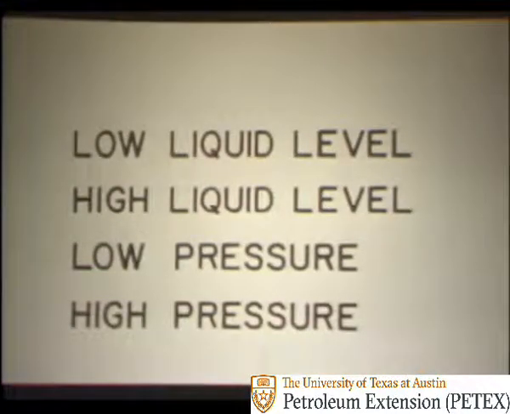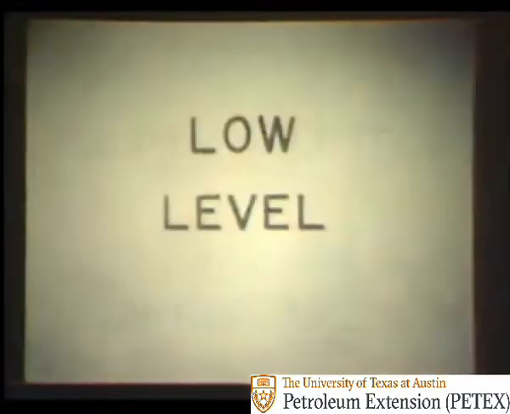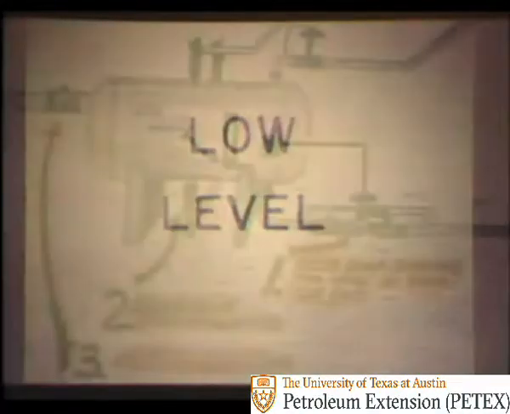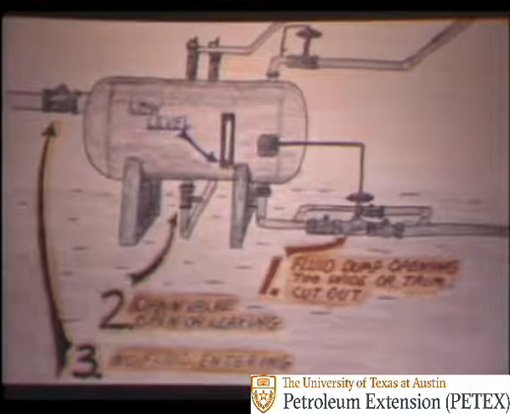During this session, we have looked at the most common operating problems and the means to troubleshoot them. Those problems being that of low liquid level, high liquid level, low pressure, high pressure. We saw that for the problem of low level in the separator, to check 1. The fluid control dump valve to see if it was hung open or perhaps the trim cut out. 2. To check the drain valve to see if it was open or leaking. And 3. To check to see if there is fluid coming into the vessel.